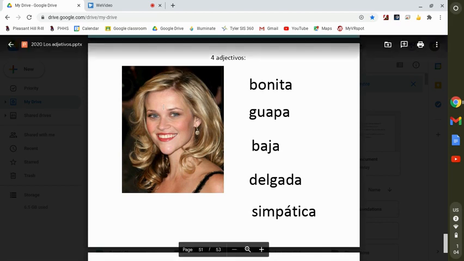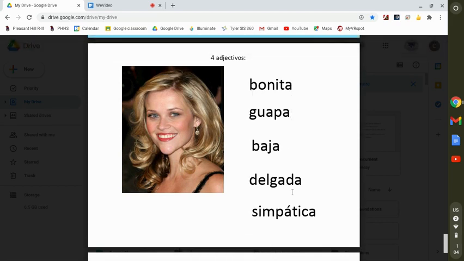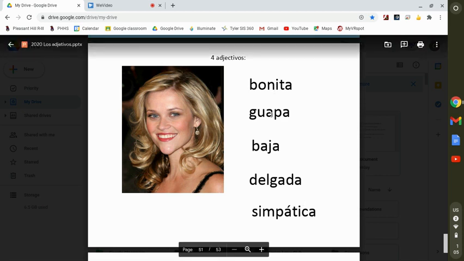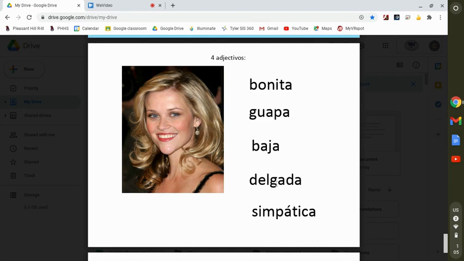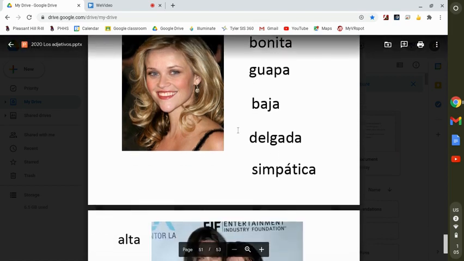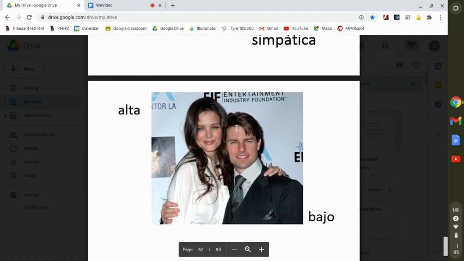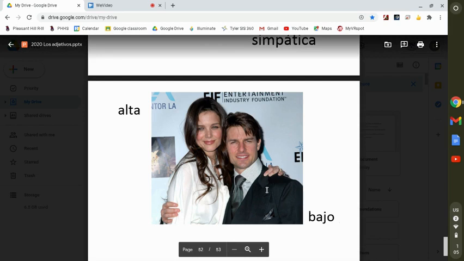So we have Reese Witherspoon here. Four adjectives that describe her. She'd be bonita, guapa, baja, delgada, and simpática. Beautiful, good looking, short, thin, and nice. Since it's a female, they all end in A. We're talking about Tom Cruise and Katie Holmes. Since she's tall, it's alta, and Tom Cruise is short, so bajo.